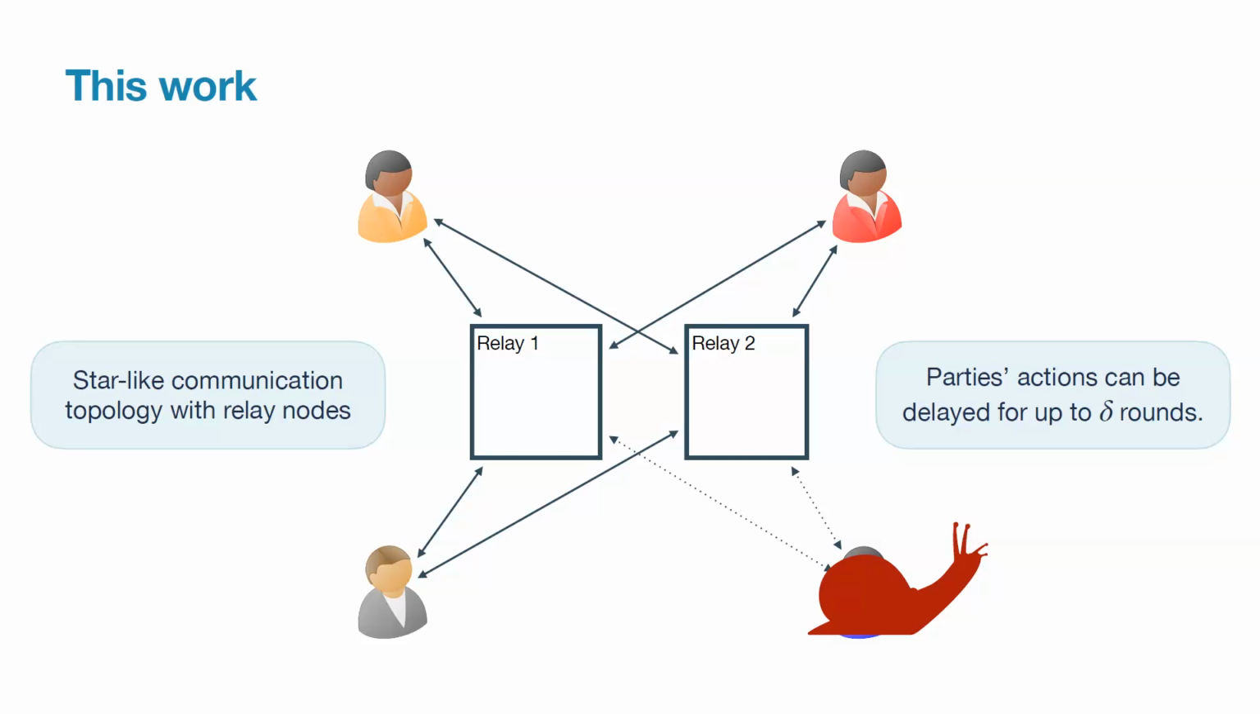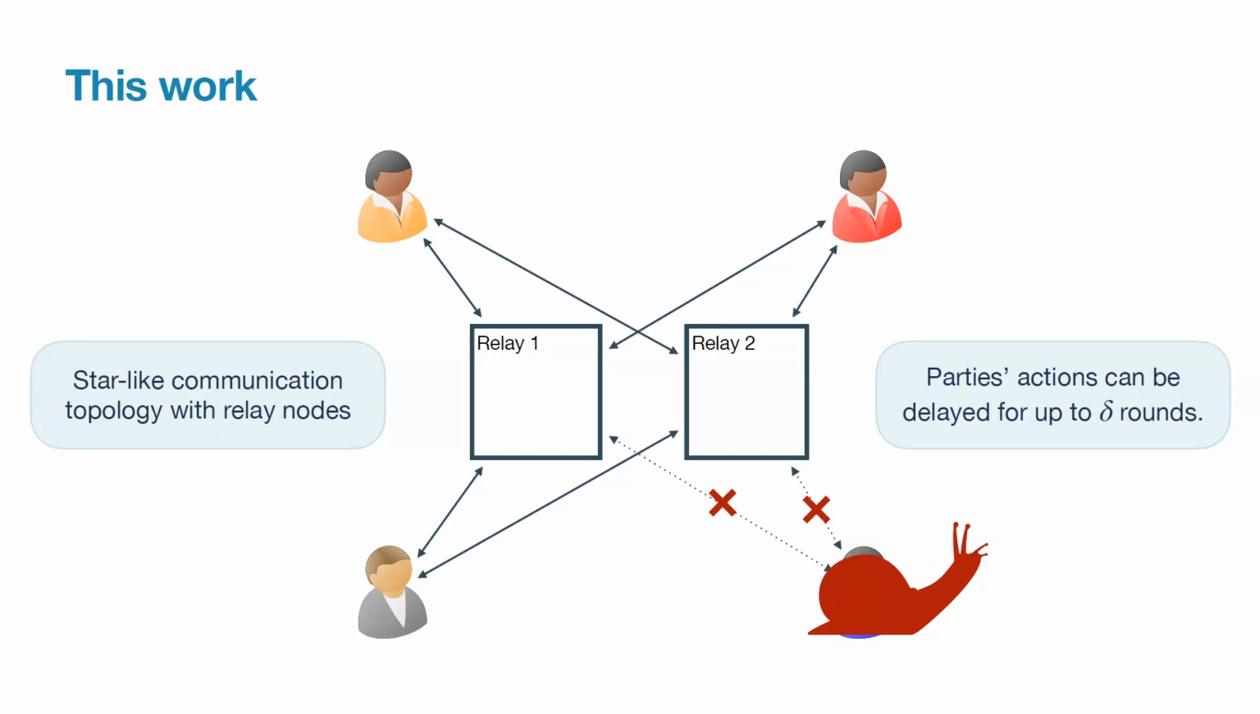And these delays can be caused either because the party is just very slow doing the computations, or the parties can actually drop out for a few rounds. And whenever they come back, they can just catch up by asking the relays for the messages that were sent in the meantime. And the parties that are not delayed, so the faster parties, they can actually move ahead in the computation, so they don't have to always wait for the delayed parties.